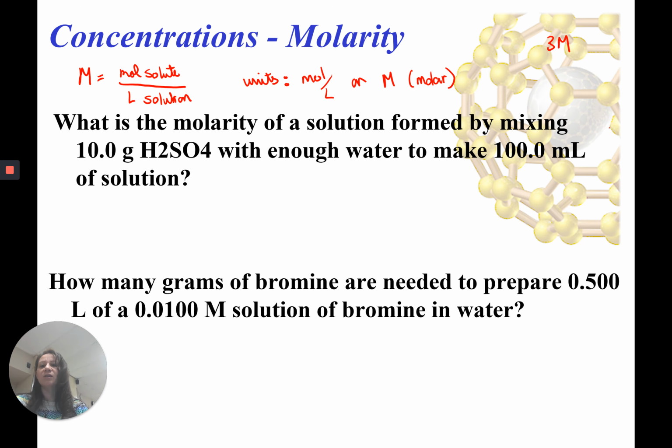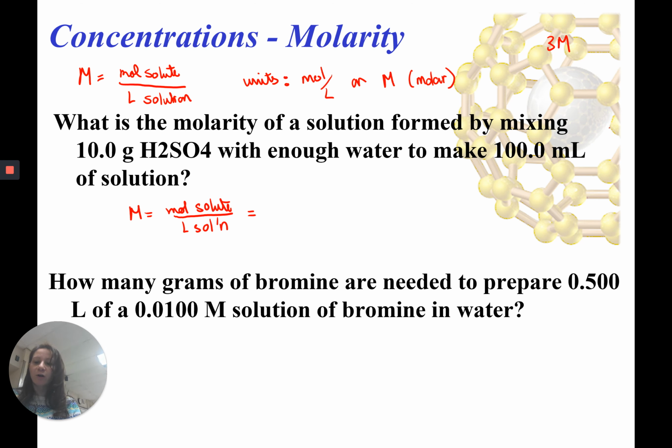So let's try a problem. It says, what is the molarity of a solution formed by mixing 10 grams of sulfuric acid with enough water to make 100 milliliters of solution? So since it's talking about molarity, we are going to write our molarity equation, moles of solute over liters of solution. Our solute is sulfuric acid.